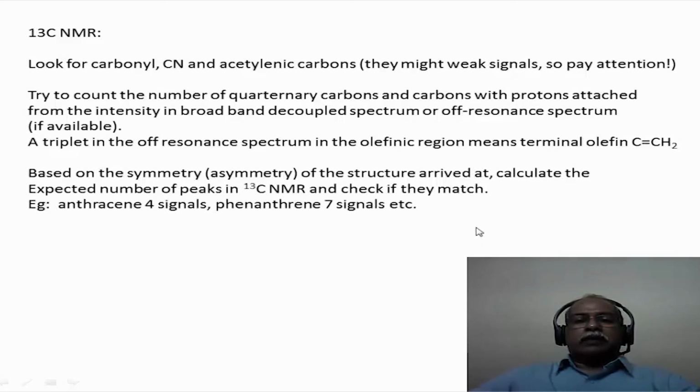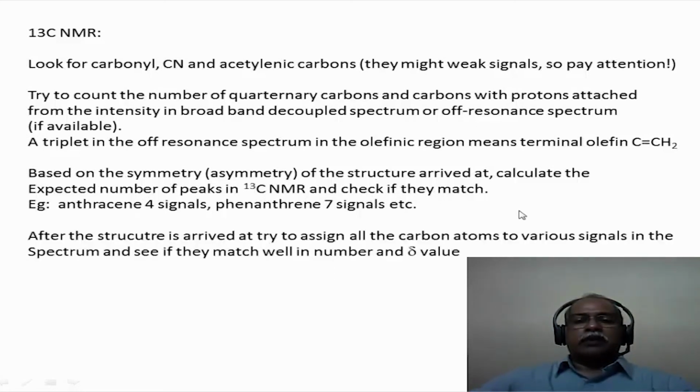Mostly symmetry reduces the number of signals in the carbon-13 spectrum. One can tell for sure from the symmetry how many signals are to be expected for a given compound. For example, anthracene has 4 signals, whereas phenanthrene has 7 signals, because phenanthrene is less symmetric than the anthracene molecule. So check the number of signals expected based on the structure against the number of signals actually seen in the NMR spectrum.